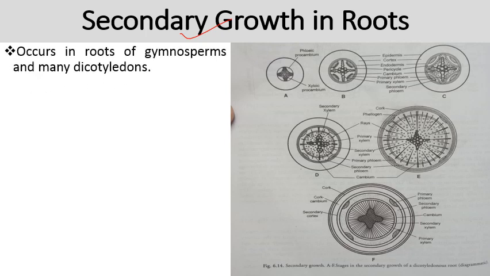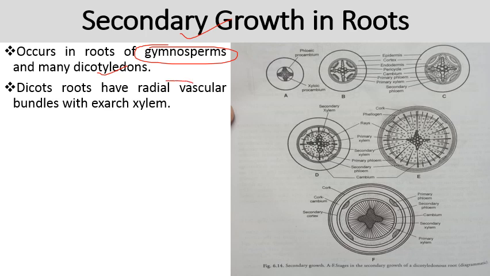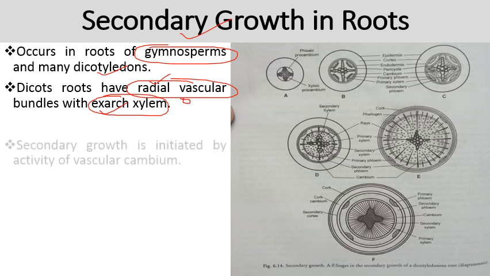Next comes secondary growth in roots. Secondary growth occurs in the roots of gymnosperms and dicotyledons. कुछ एक dicots हैं और gymnosperms हैं, उनकी roots में secondary growth होती है, and dicot roots have radial vascular bundles with exarch xylem, which is the unique feature of roots. Roots में radial vascular bundle present होते हैं और exarch xylem, it means जो protoxylem है that faces towards the peripheral region, or we can say pericycle.